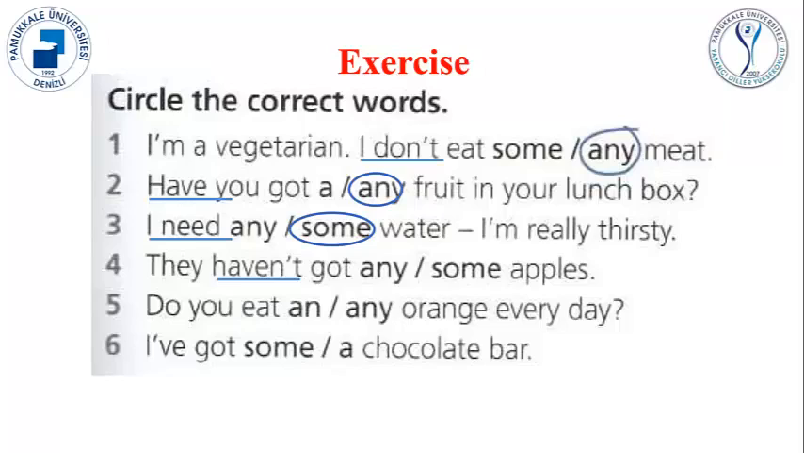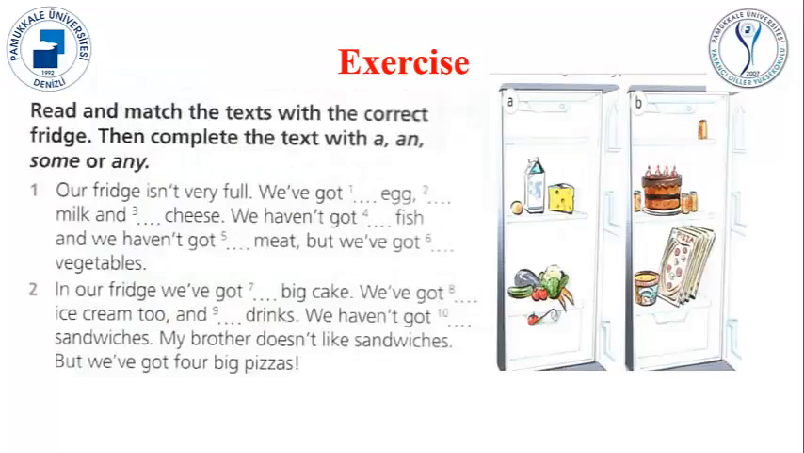They haven't got, the plural form, negative, and apples. Do you eat oranges? Single, so we use an orange. I've got some or a chocolate bar. There's just one bar, so we use a chocolate bar.